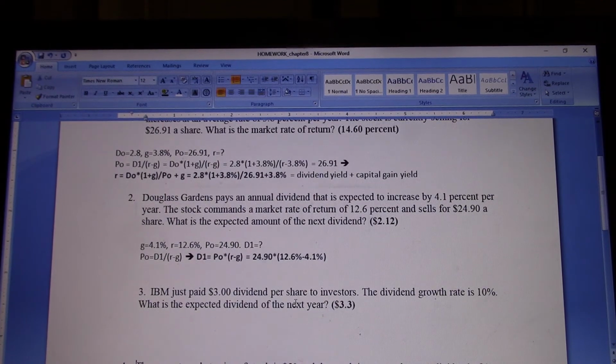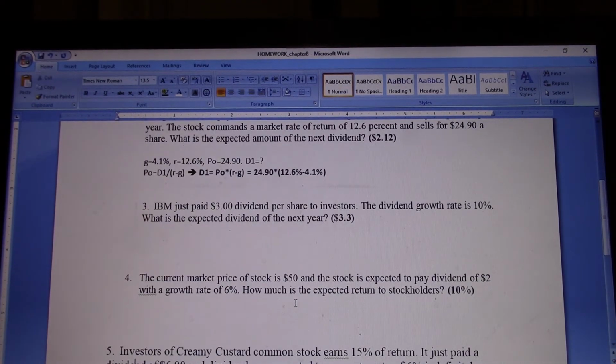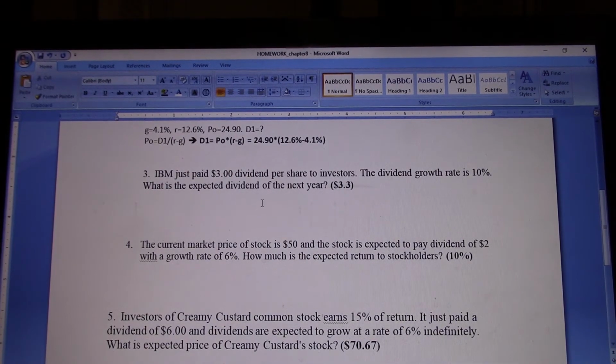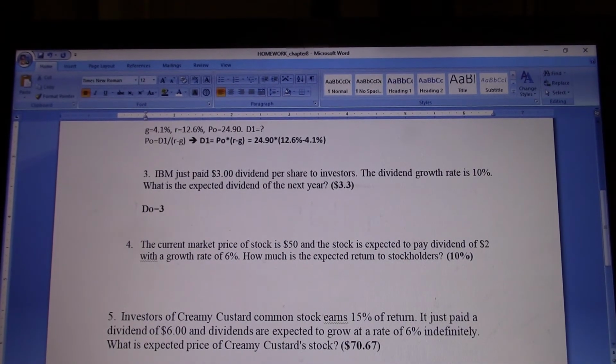The third question: IBM just paid a dividend of $3, so you know this is D0. The dividend growth rate is 10%. So what is the next period dividend? D1 is how much?